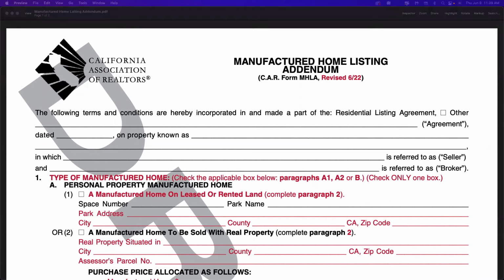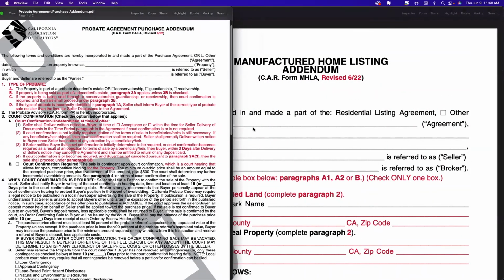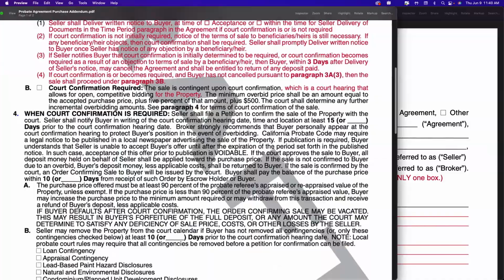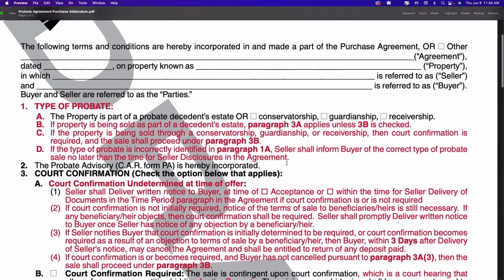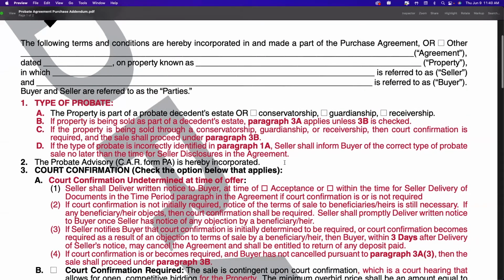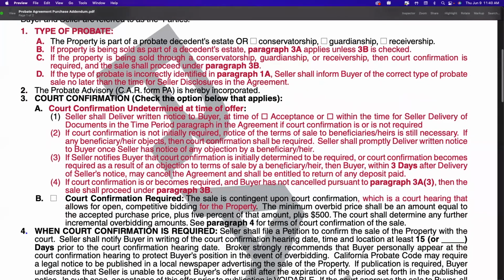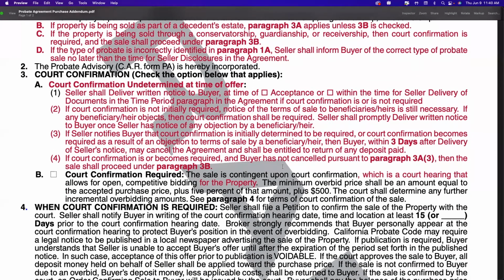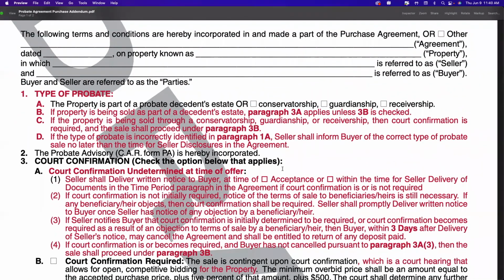Let's go next to the probate agreement purchase addendum. They just changed in here the type of probates, the information that's here. They've added, if you look at the red, if the property is being sold as part of a decedent's estate, paragraph 3A applies unless 3B is checked. So 3A, what they're saying is, by default, the court confirmation is undetermined at the time of the offer. 3B is only if you check it, if you know that it needs a court confirmation for the purchase agreement. So they added in here that the default is 3A.